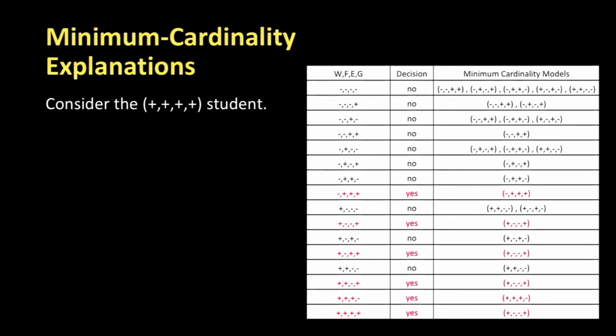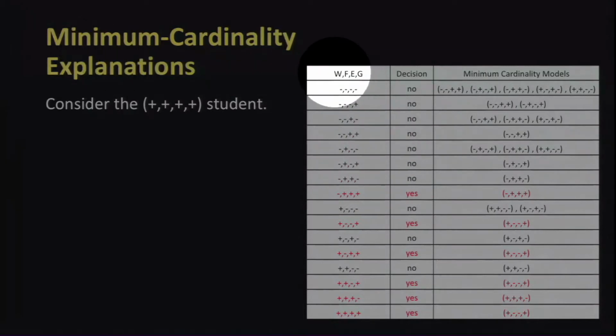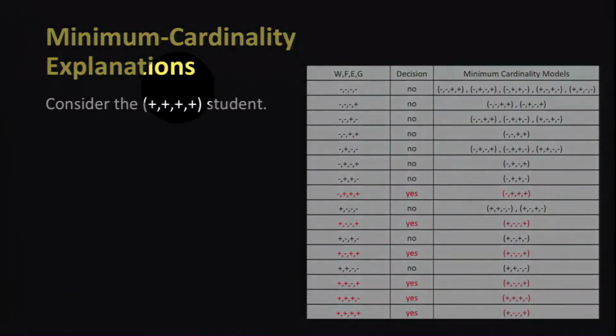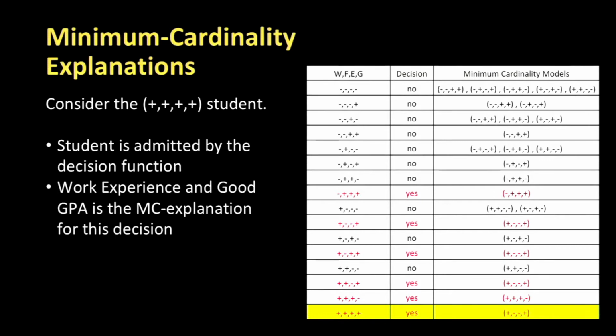So here are some examples of minimum cardinality explanations, or MC explanations. So remember, features, decision. So this is our decision function, symbolic decision function. And what we did here is enumerate for every instance the corresponding explanations. So consider the following student. This is an applicant. Got positive on every one of the 4 things that are considered. It's this guy. So what was he classified? Positively, admitted.